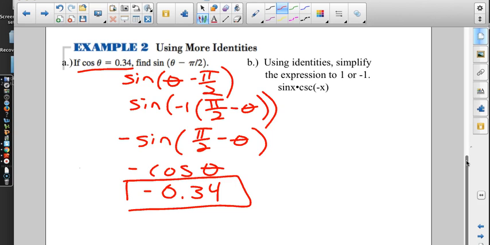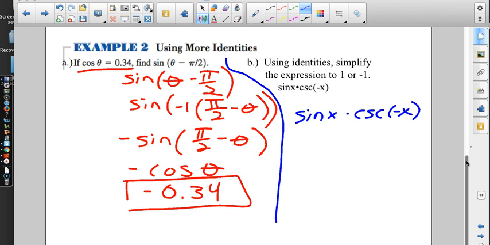So B says, using identities, simplify the expression to either 1 or negative 1, whichever it's supposed to be. And we have sine of x times cosecant of negative x. With cosecant, do we get to take the negative out of the picture? No, we don't, do we? So sine of x times negative cosecant of x, just putting that in front. Well, okay, but I might as well put it in front of the whole thing, because it's going to be negative, whatever it is.